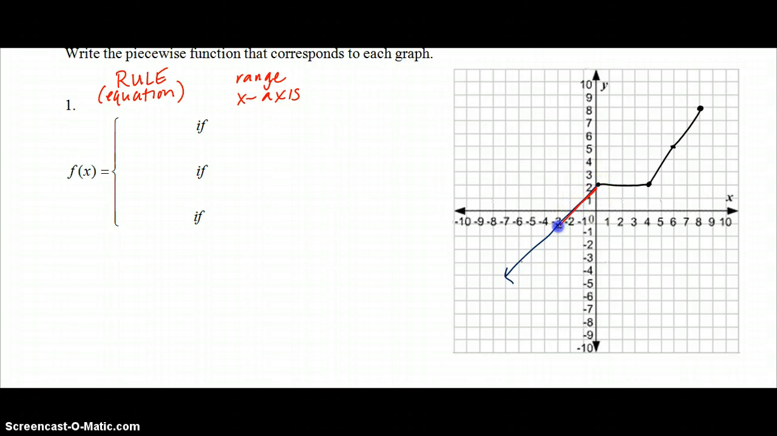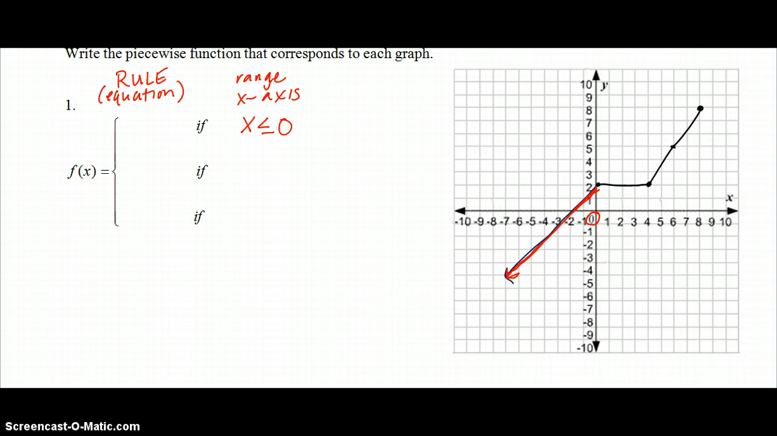Okay, so if we first look at this piece of the graph that I'm outlining in red, we want to look at the range of x values. Well, it starts here at 0 and it goes to the left, and since it has an arrowhead we know it goes to negative infinity, so our range of x values is x is less than or equal to 0.